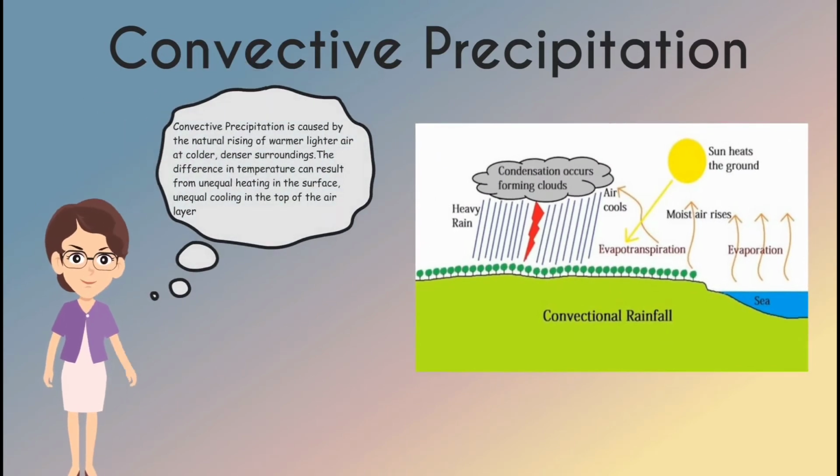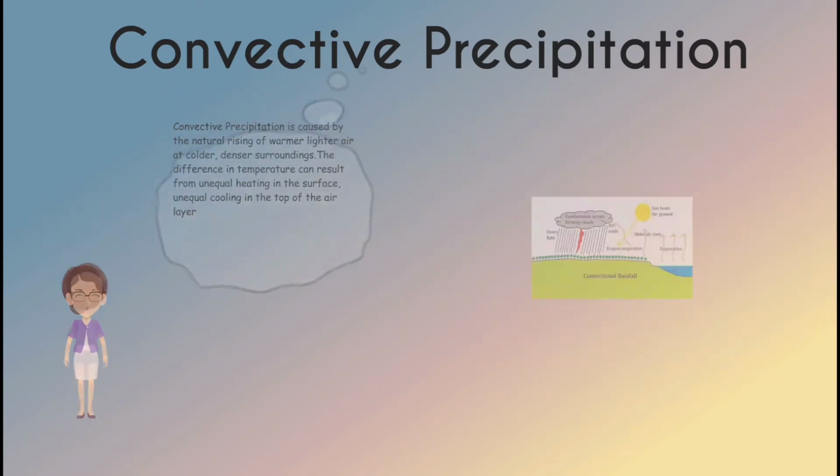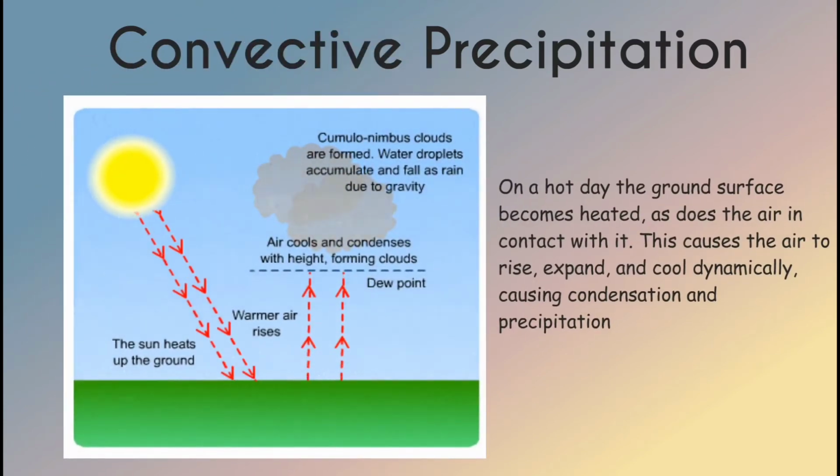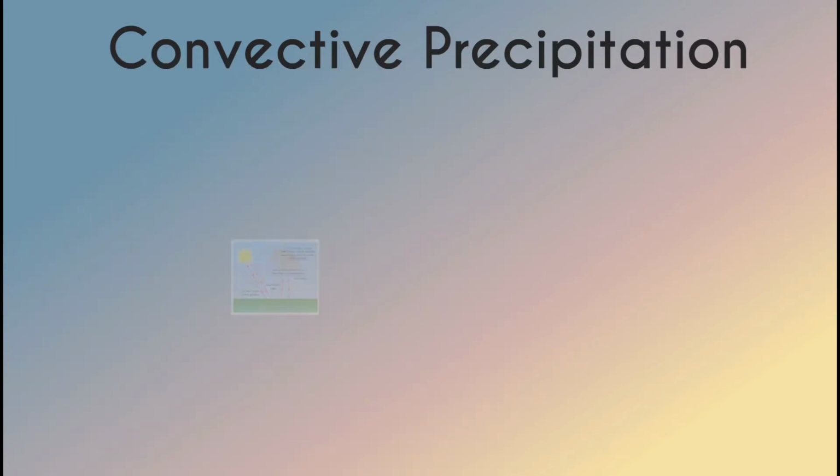Convective precipitation results from the lifting or upward movement of air that is warmer and lighter than its colder, denser surroundings. Typically, on a hot day, the ground surface becomes heated, as does the air in contact with it. This causes the air to rise, expand, and cool dynamically, causing condensation and precipitation.